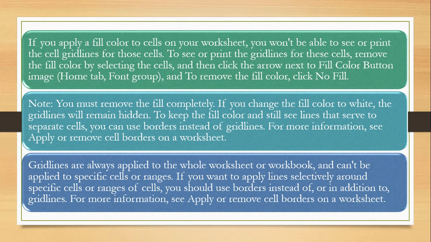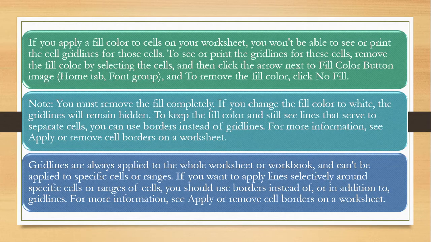If you apply a fill color to cells on your worksheet, you won't be able to see or print the cell grid lines for those cells. To see or print the grid lines for these cells, remove the fill color by selecting the cells and then clicking the arrow next to the Fill Color button, Home tab, Font group. To remove the fill color, click No Fill. Note, you must remove the fill completely. If you change the fill color to white, the grid lines will remain hidden.